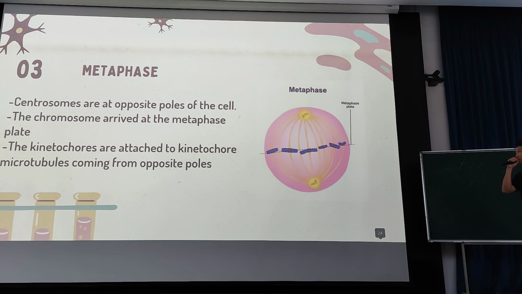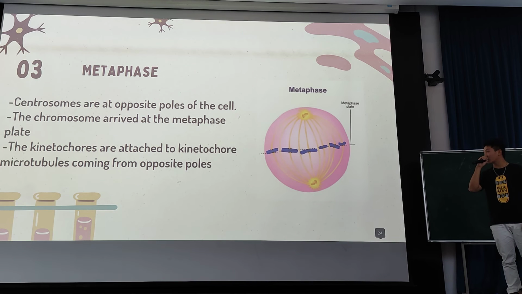Next is the metaphase. Centrosomes are at opposite poles of the cell. The chromosomes arrive at the metaphase plate. The kinetochores are attached to kinetochore microtubules coming from opposite poles.